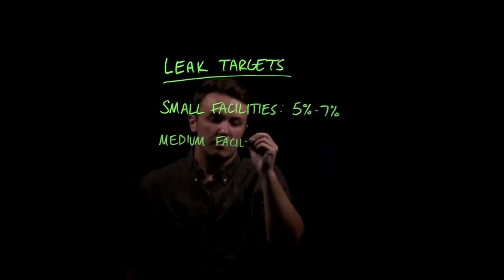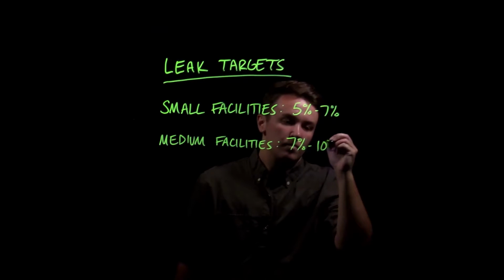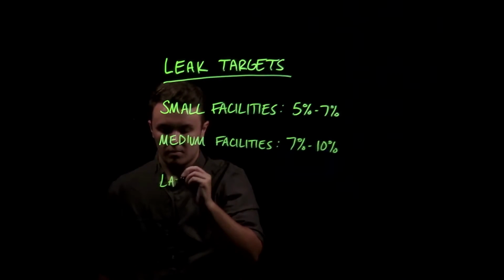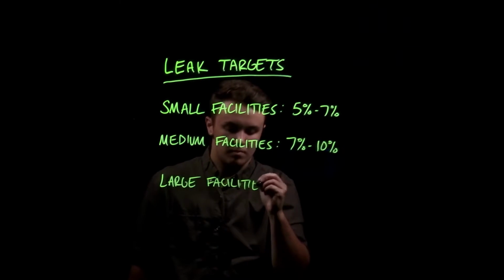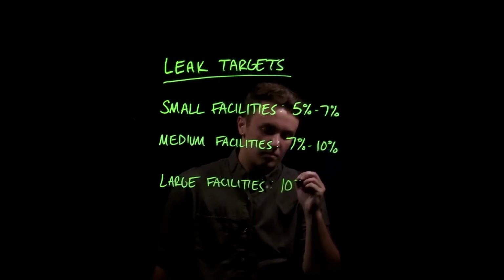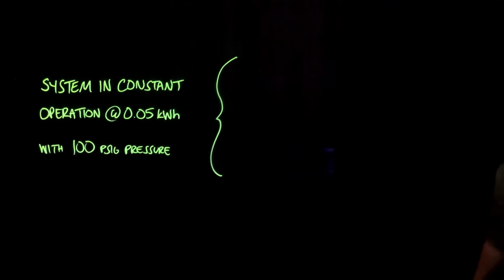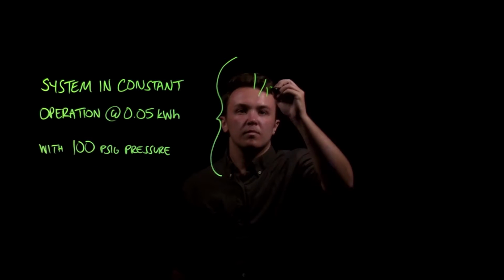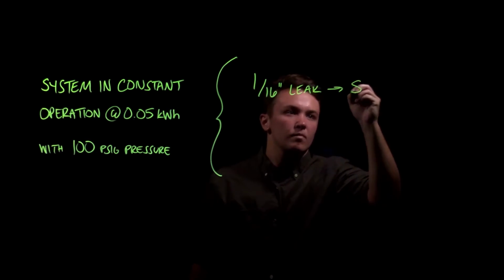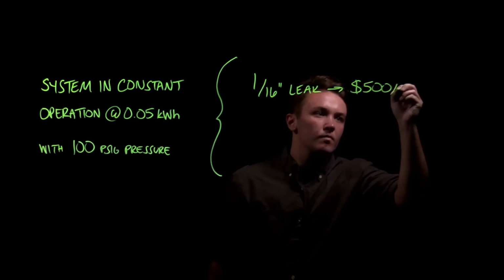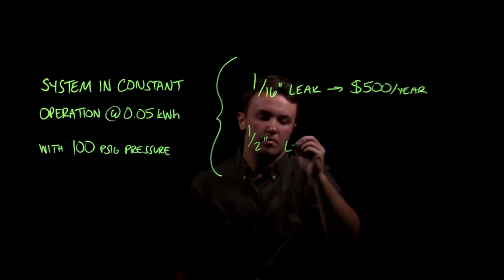The U.S. Department of Energy teaches that a leak detection program should include identification and tagging, tracking, repair, verification, and employee involvement. A reasonable leak target for small facilities is 5 to 7%, for medium facilities is 7 to 10%, and for large facilities is 10 to 12%. For a system in constant operation at 0.05 kilowatt hours, with 100 psig pressure, a leak 1/16 inches in diameter can cost $500 per year, and a leak 1/8 inches in diameter can cost $2,000 per year.